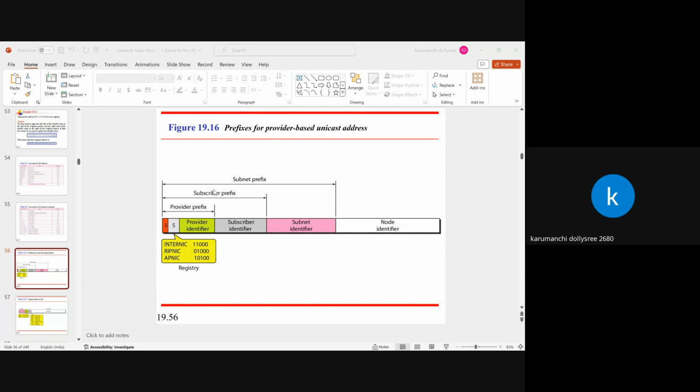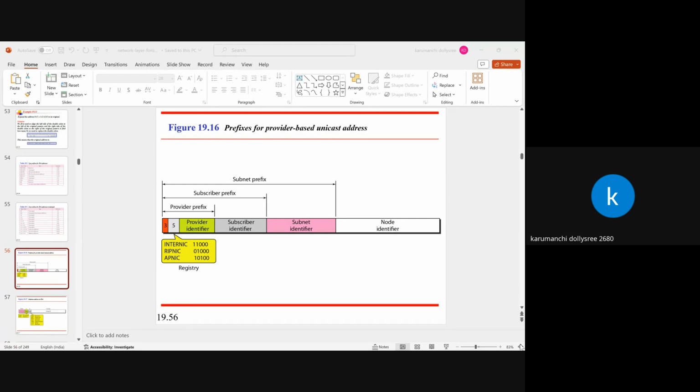11000. This is a specific code for that particular center which is provided in that particular area, right? So these are given here. And the next one is provider identifier. This provider identifier is a variable length field. What it will do is provide the internet access, so it will provide the internet service provider. It has a 16-bit length for this particular field.